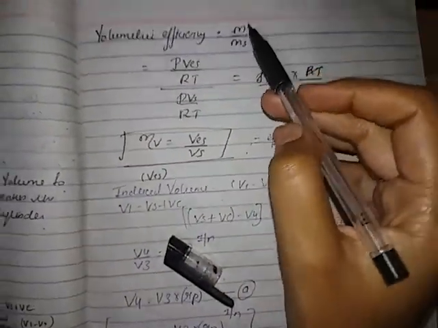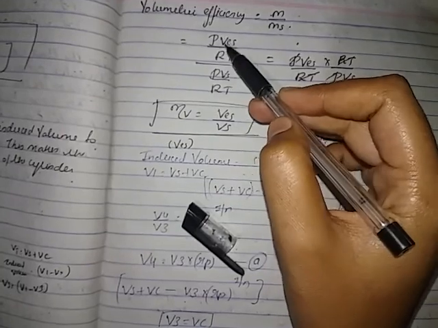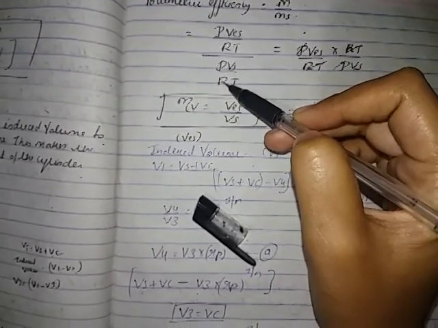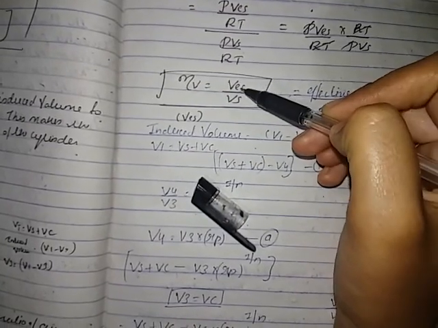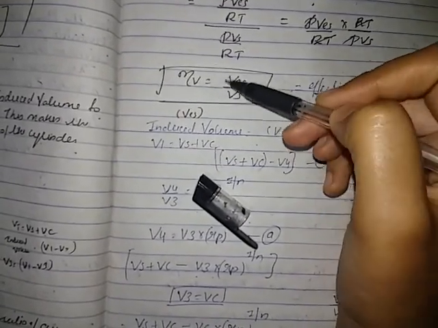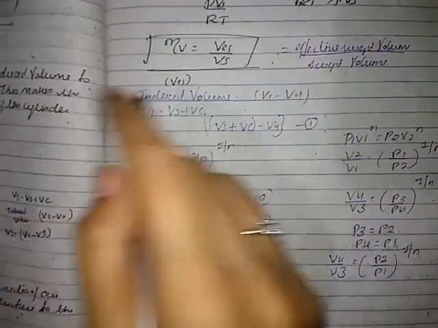What is volumetric efficiency? It can be written as m upon ms. So P Veff upon RT upon P Vs upon RT. So RT gets cancelled. What is remaining? Veff upon Vs. That is effective swept volume upon swept volume, which gives me volumetric efficiency. Okay. Now what can I write?